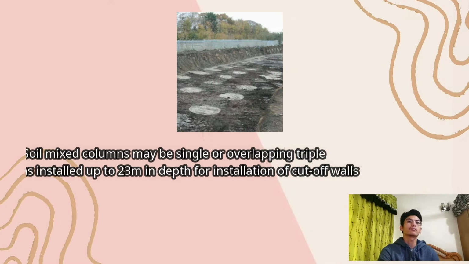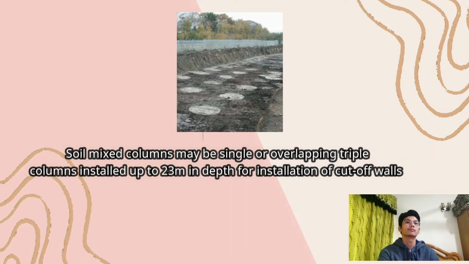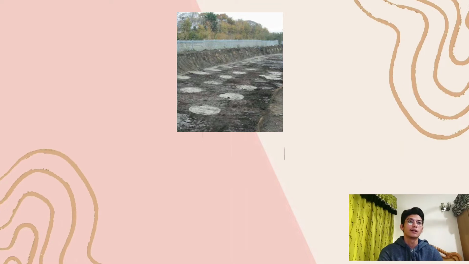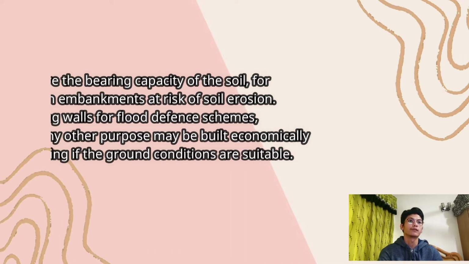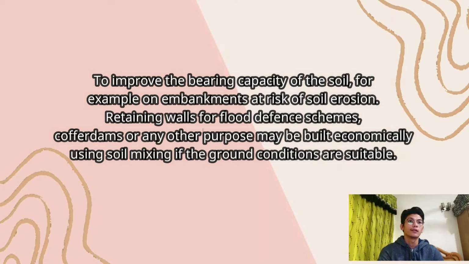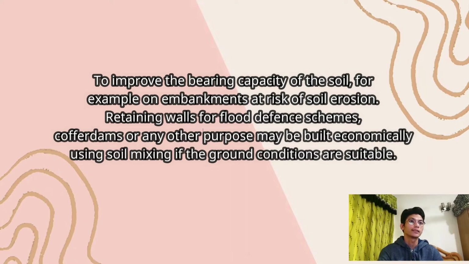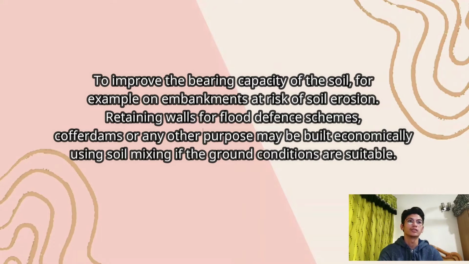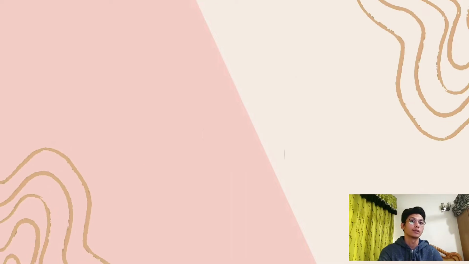Okay, for the column mixing, soil mix columns may be single or overlapping triple columns installed up to 23 meters in depth for installation of cut-off walls. It is also used to improve the bearing capacity of the soil, for example on an embankment at risk of soil erosion. Retaining walls for flood defense schemes, comfort dams, or any other purpose may be built economically using soil mixing if the ground conditions are suitable.